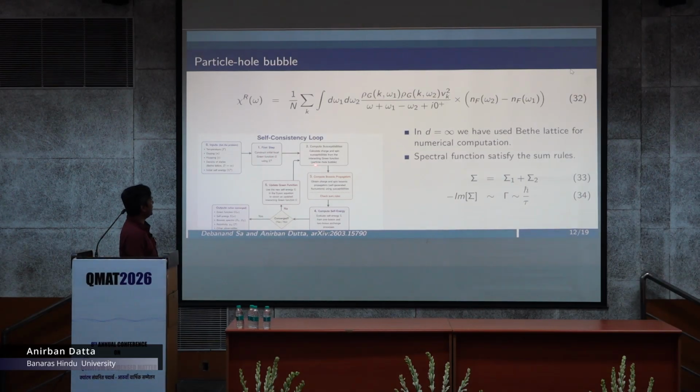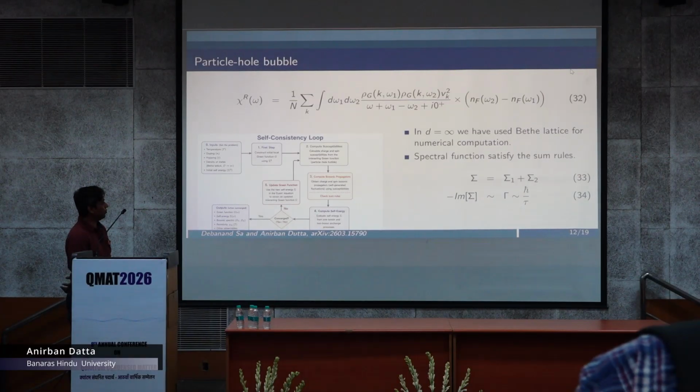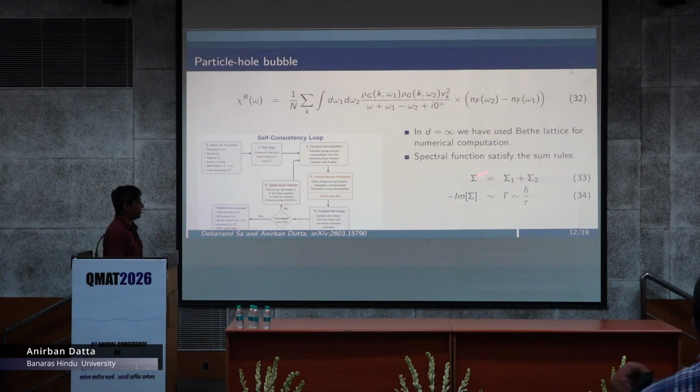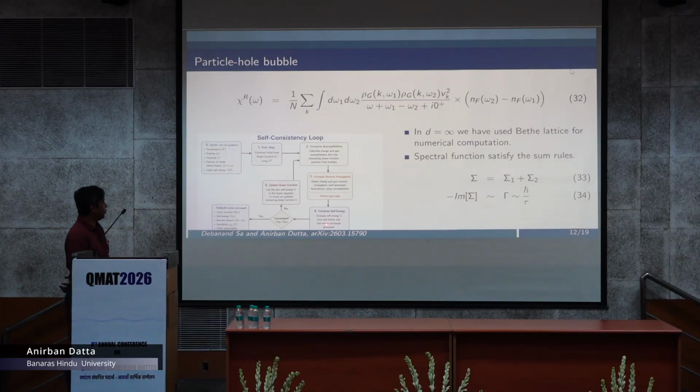With the initial guess value of the self energy, we can construct the interacting Green's function. Using that interacting Green's function and this formalism, we can compute all the susceptibilities. Once I know the charge and spin susceptibilities, I can construct the bosonic propagators, and from there we can compute the self energy sigma 1 and sigma 2 both. Our total self energy is the sum of these two terms, sigma 1 and sigma 2, and once I compute it, I can check whether it has converged or not.